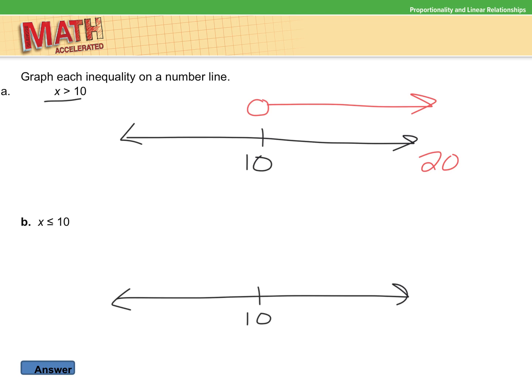Most of us got closed. Why is it closed? Because it's equal to. Good. Now, what's the last thing we have to figure out? The line. Which way does our line go? To the left. So if I picked negative 10, is negative 10 less than or equal to 10? Yes, it's true. Good. Questions on graphing?